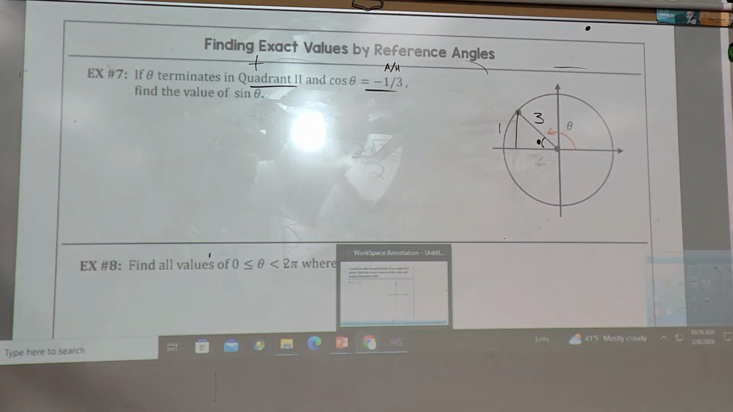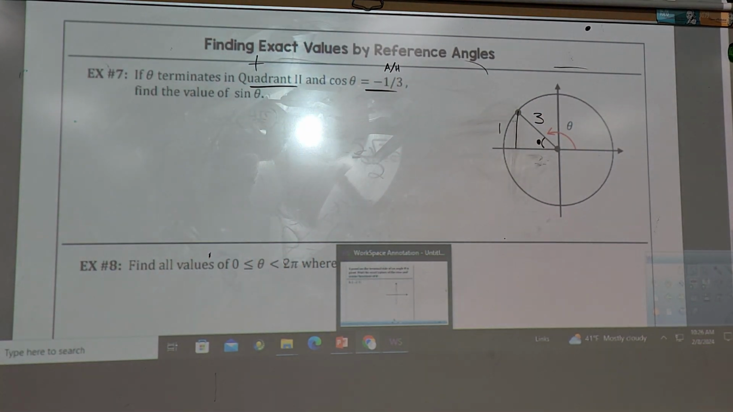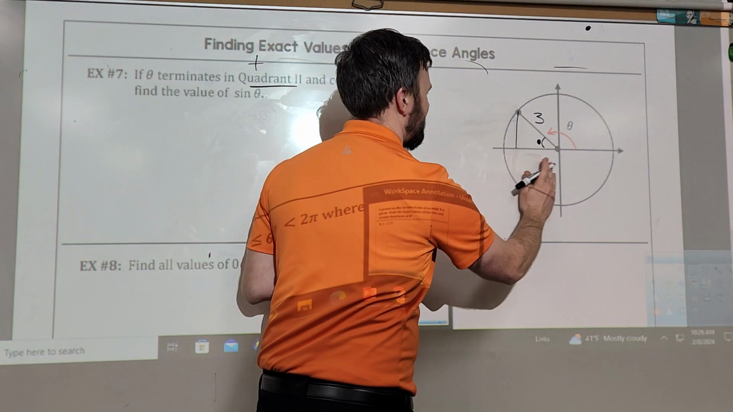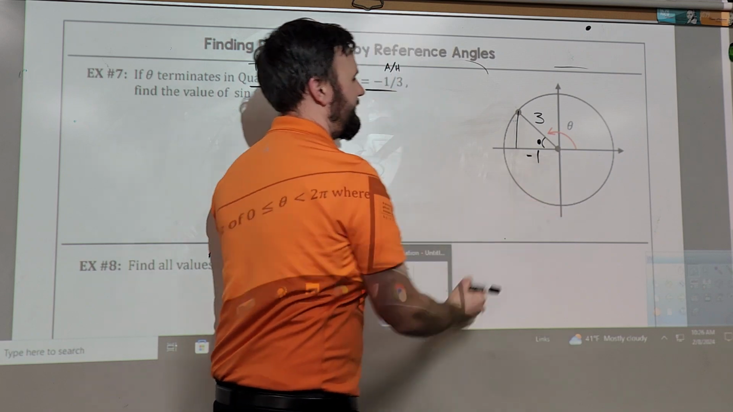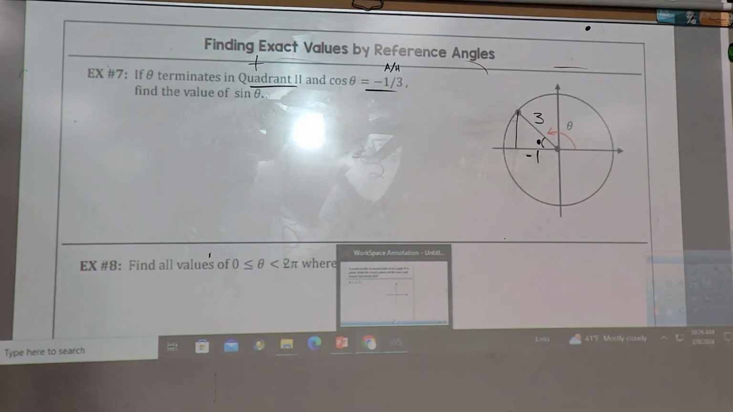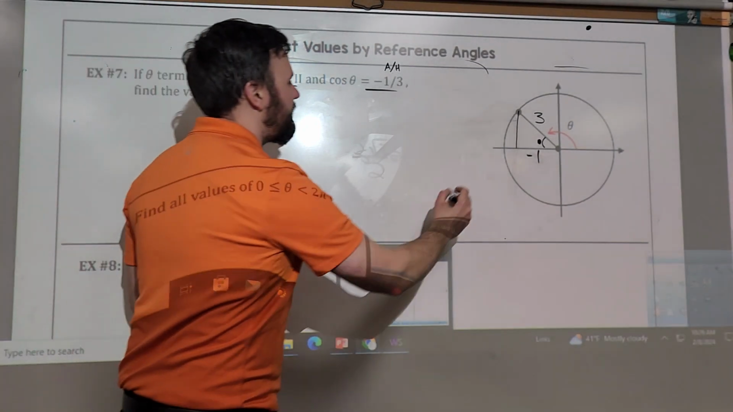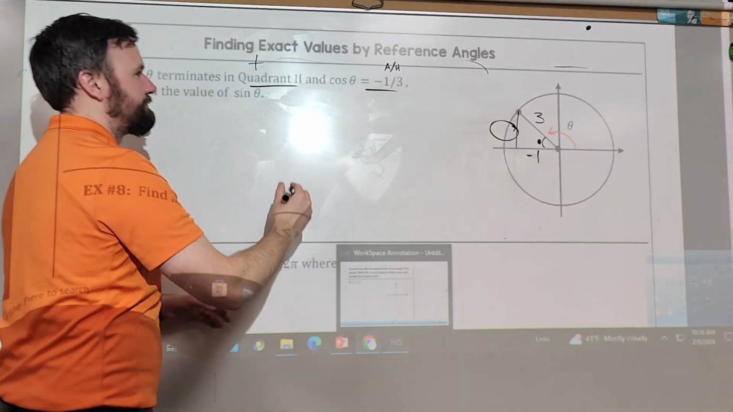Now this comes into what my friend in the front said. I can make that a negative 1 or keep it a positive 1, right? Yep. If I keep it a positive 1, I just have to remind myself that sine has to be positive no matter what. How do I find this missing side?